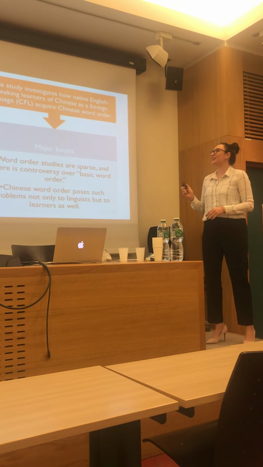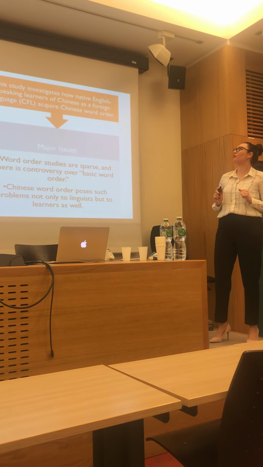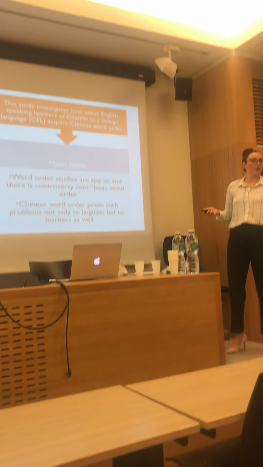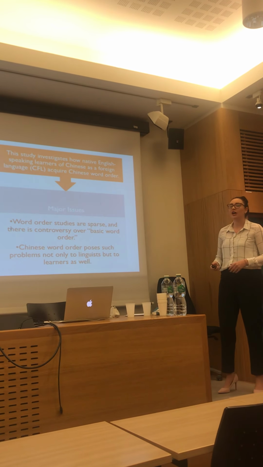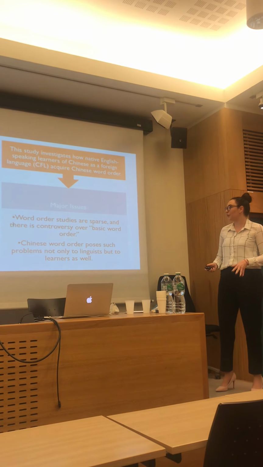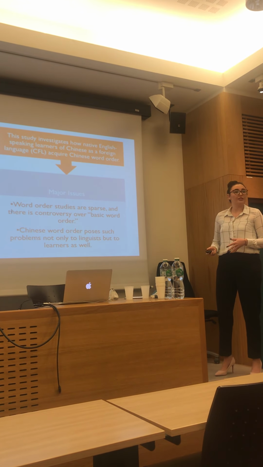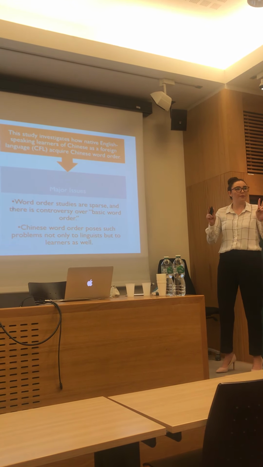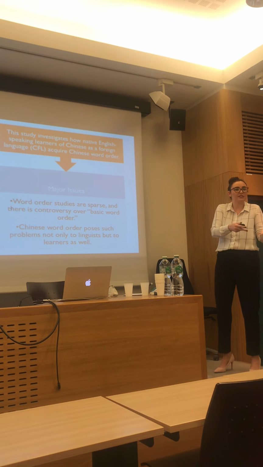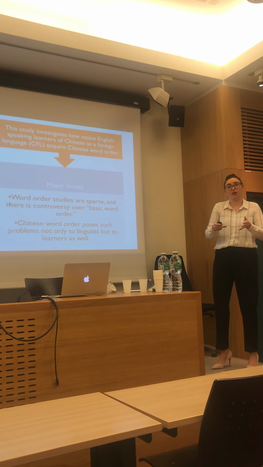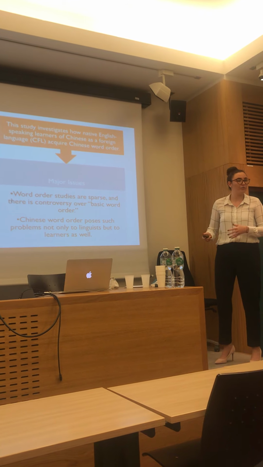So my objective of the study is to investigate how native English-speaking learners acquire word order in Chinese as a foreign language. As I said, the major issues with this are, right now the word order studies in this field are quite sparse, and there's a controversy over what the basic word order is. So is it subject verb object? Is it subject object verb? Is it object subject verb?